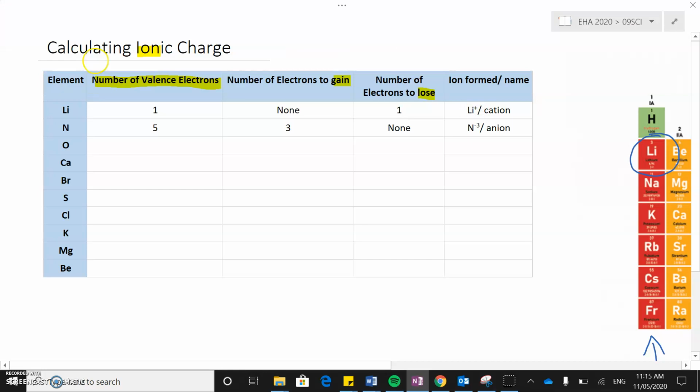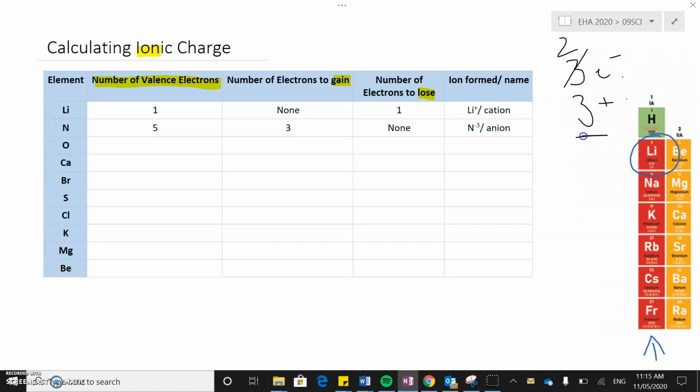Let me grab my pen. So if it had 3 electrons and 3 protons, but we've gotten rid of 1 of these electrons, and now it's just got 2 negative charges and 3 positive charges, that's a difference of 1 positive charge. So we get left with 1 of those. Hence, the ion name that we form is lithium with a positive symbol there.